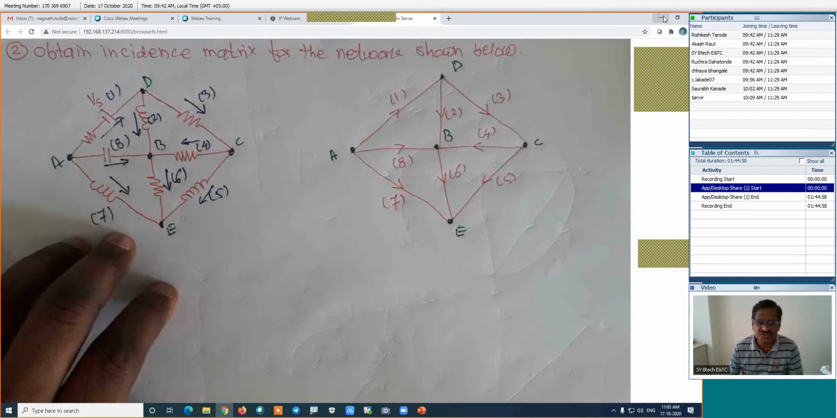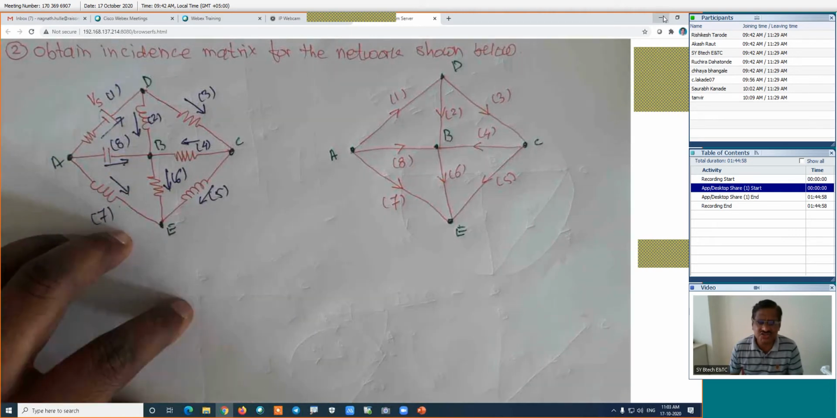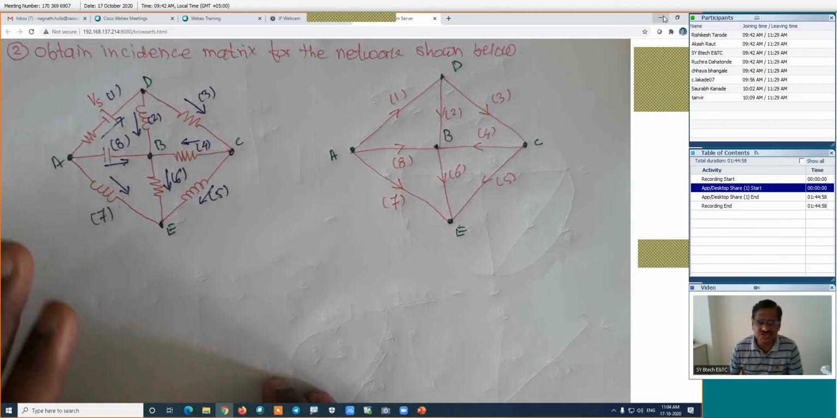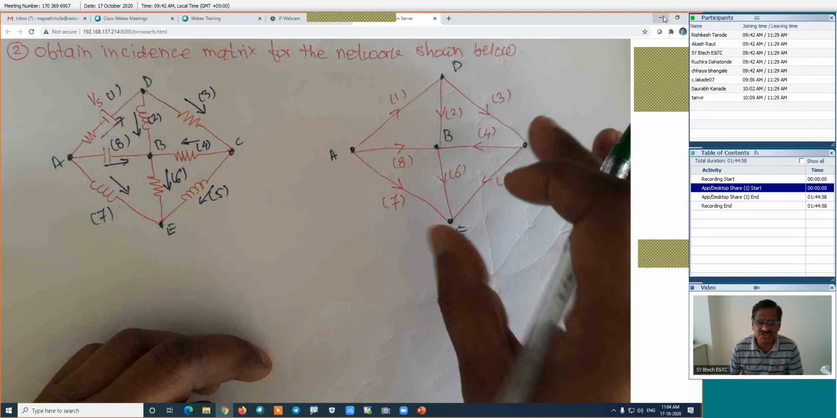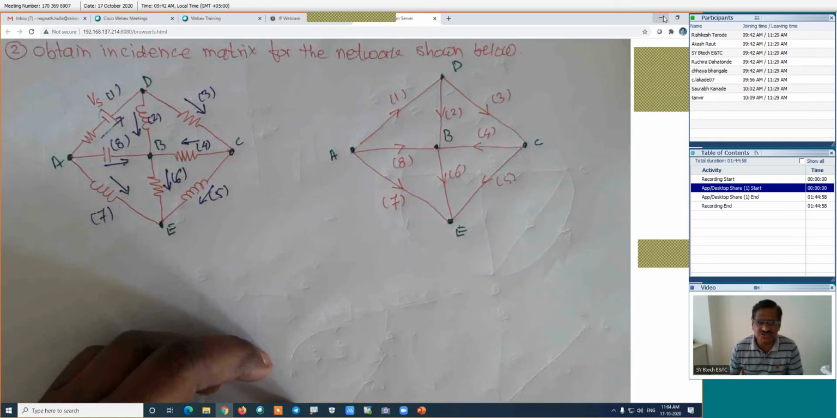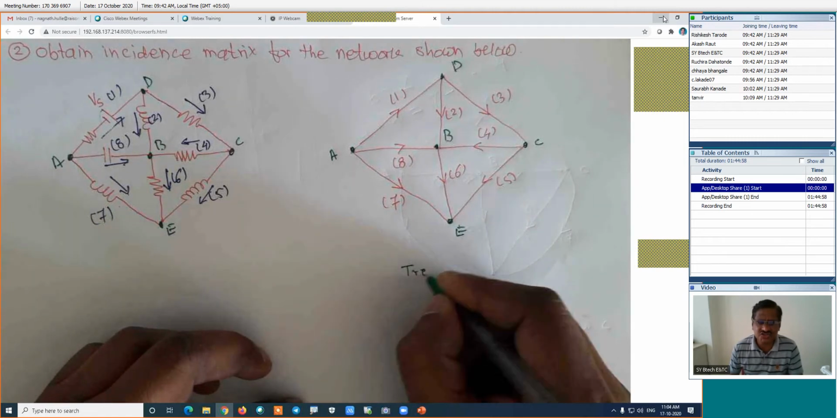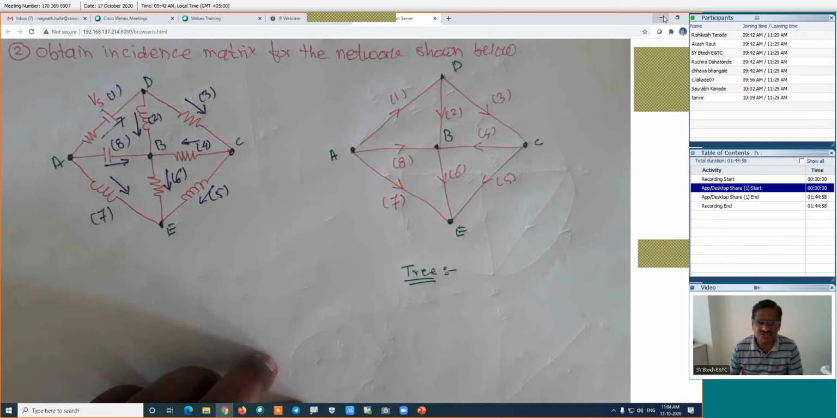I'm interested in finding its incidence matrix. I have not started the discussion of the matrix yet. I am discussing how will be its graph, how will be its oriented graph. Now I will discuss how will be one of its trees. I will discuss its tree. How will be its tree?